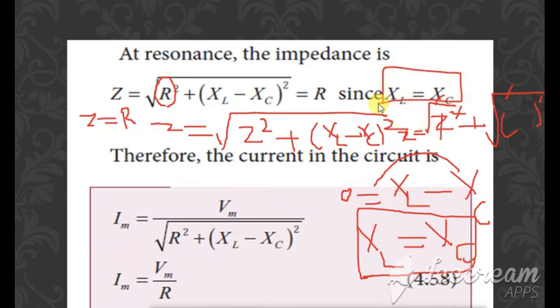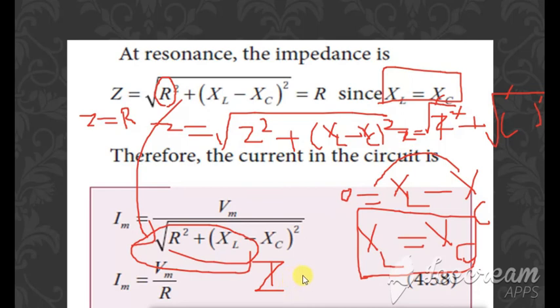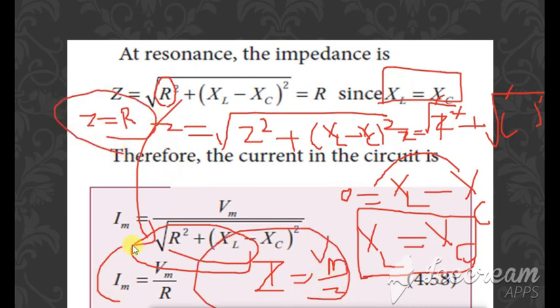Clear? In the same way, when you are writing this for the current, what is the formula? Vm divided by this term fully, is it not? And same way here also, instead of this term fully I am writing R, because what is the formula? Im is equal to what? I is equal to Vm divided by Z, right? Instead of Z, what do we need? R. So I am writing this as I is equal to Vm divided by R. This is the effect of resonance. Clear? Thank you.